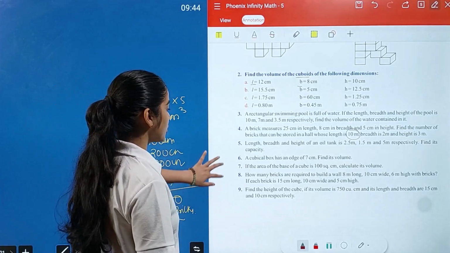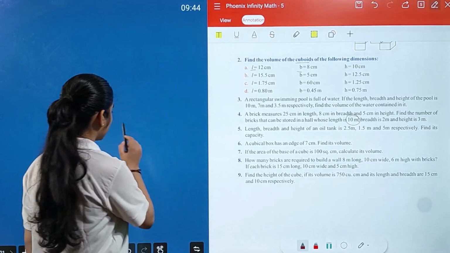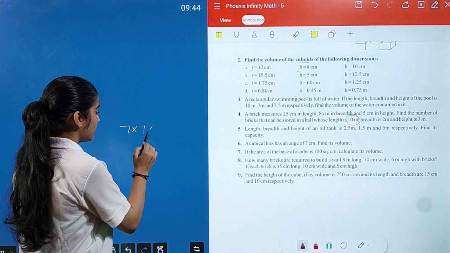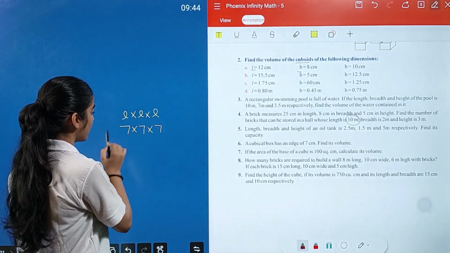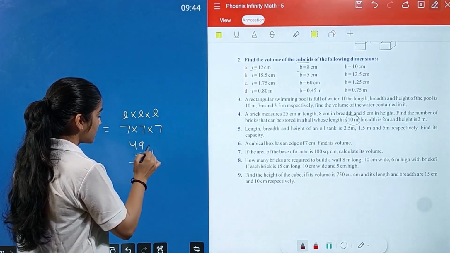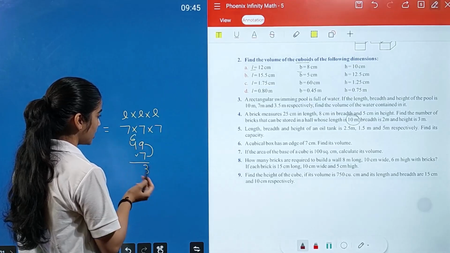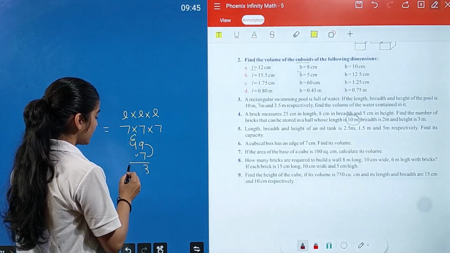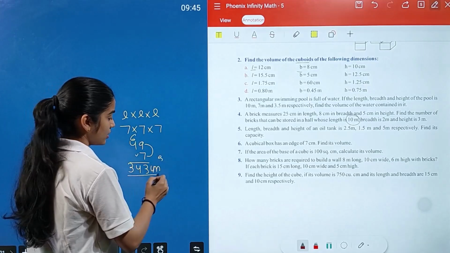Next we have a cubical box that has an edge of 7 centimeter. Find its volume. So we have to multiply 7 by 7 by 7 because our formula for finding the volume of a cube is L into L into L. 7 sevens are 49. 49 multiplied by 7: 7 nines are 63, 7 fours are 28, 28 plus 6 is 34. So 343 centimeter cube is your answer.